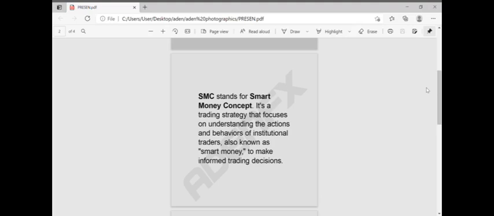SMC stands for Smart Money Concepts. It is a trading strategy that focuses on understanding the actions and behaviors of institutional traders, also known as smart money, to make informed trading decisions. Please pay attention so that you can digest what these things are all about. SMC is the abbreviation of Smart Money Concept. It's a trading strategy that focuses on understanding the actions and behaviors of institutional traders.